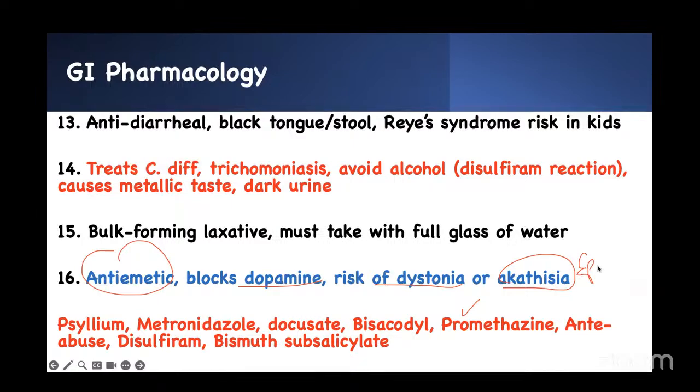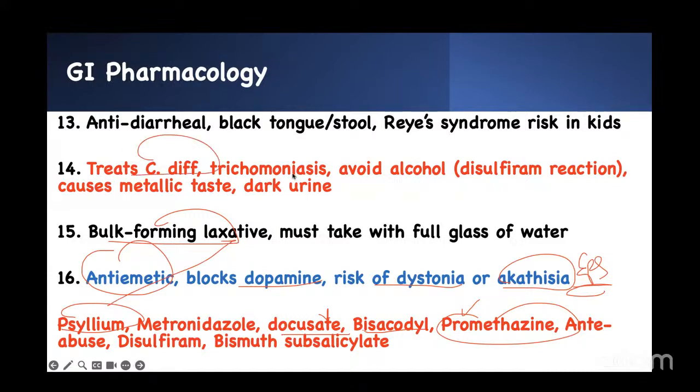These are extrapyramidal side effects related to the antiemetic. A bulk forming laxative, which one? It's a psyllium. Docusate is not bulk forming. Bisacodyl is not bulk forming. So those ones are wrong. It's psyllium, and you've got to drink a lot of water.